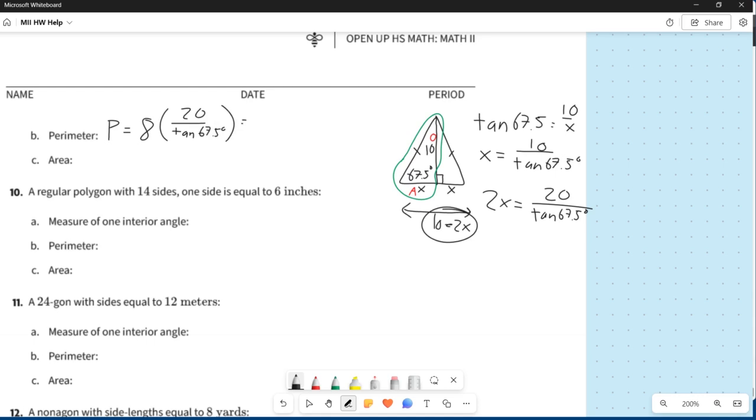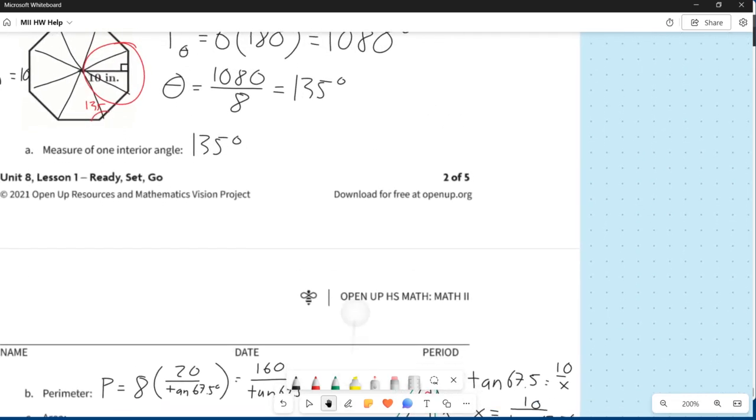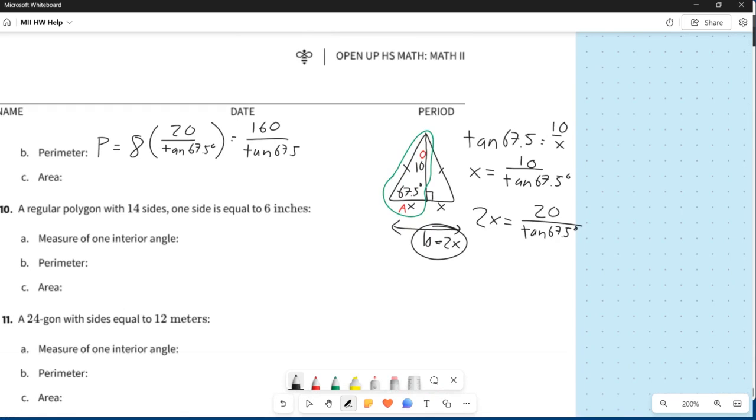So if I want an exact answer here, 8 times 20 is 160, not 120, so it's 160 over tangent of 67.5. That's an exact answer for our perimeter. We are talking here about inches, and so we have that many inches. But you definitely might want to be in a position to get a more usable answer here.